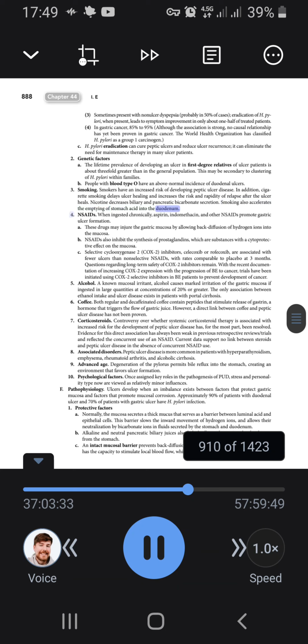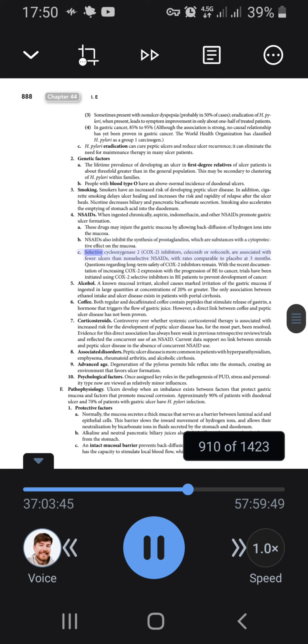4. NSAIDs. When ingested chronically, aspirin, indomethacin, and other NSAIDs promote gastric ulcer formation. These drugs may injure the gastric mucosa by allowing back diffusion of hydrogen ions into the mucosa. B. NSAIDs also inhibit the synthesis of prostaglandins, which are substances with a cytoprotective effect on the mucosa.